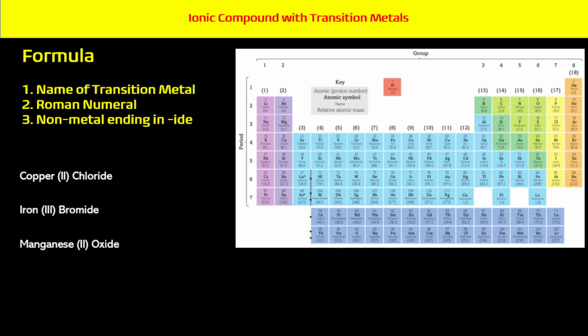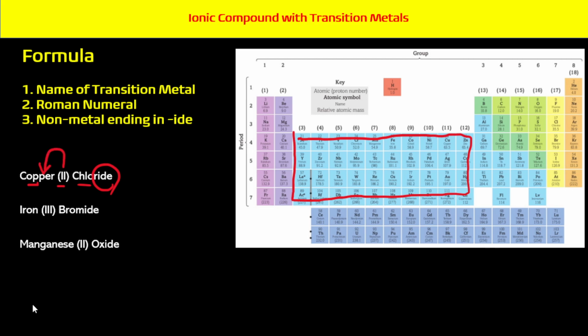Now we take a look at ionic compounds with transition metals. Again, the transition metals have charges that vary from time to time, and that's why we call them transition metals. Now, copper(II) chloride: it will be the name of the transition metal, then a Roman numeral, and a non-metal which ends in -ide. Please take note that the Roman numeral represents the charge that you have in front.